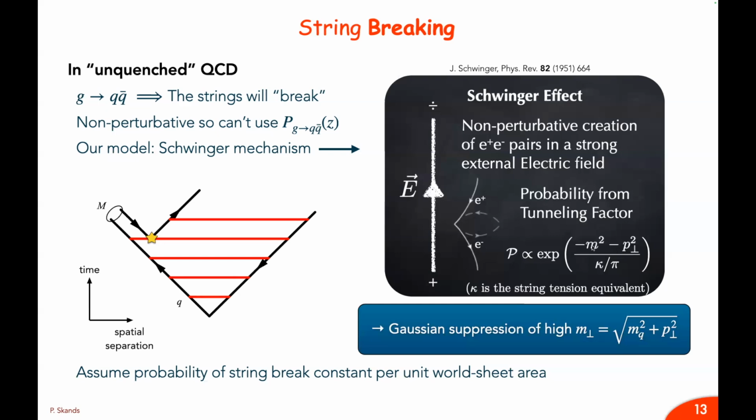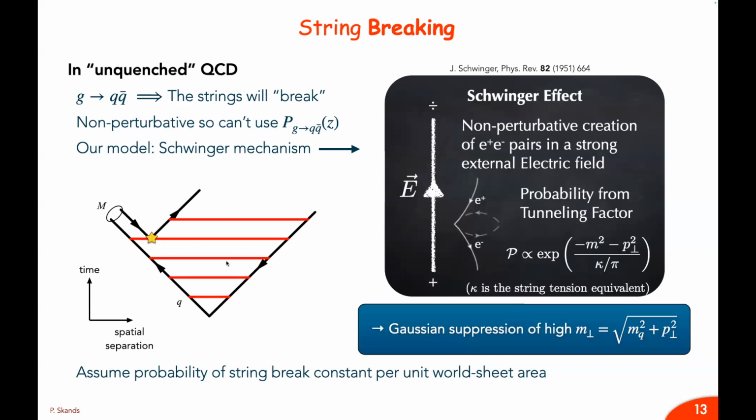You can just write them as products. So you can have a strangeness probability. The strange mass is higher. And you can have a Gaussian PT broadening. It's a very simple model. So you get Gaussian suppression of that. And then you put a probability density like this, just constant on this entire world sheet that you have. Constant per unit space-time area.